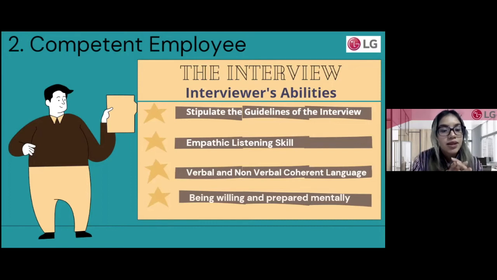And finally, being willing and prepared mentally. This means knowing ourselves before, and we have to have previous preparation in order to focus all our attention on our interviewed candidate. We cannot get lost in our thoughts, and we have to know every single detail of this person's academic, professional, and personal background.